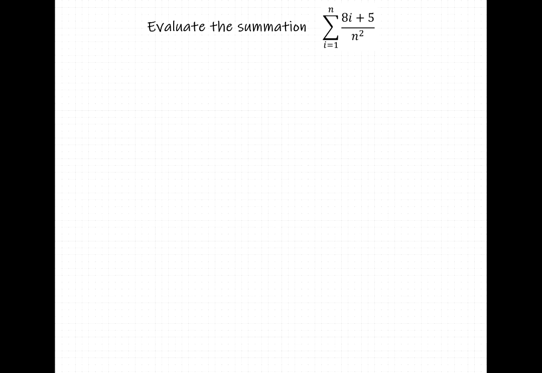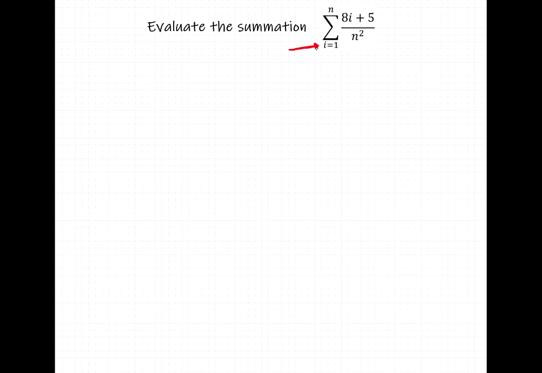Evaluate the summation as i varies from 1 to n of (8i + 5) divided by n squared. Now, the first thing to keep in mind here is that your variable is i. So what this is saying is the value of i changes from 1 to 2 to 3 up to n. So the value of i is changing. i is the variable and n is a constant.